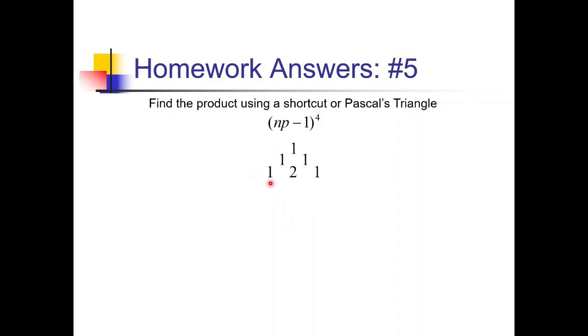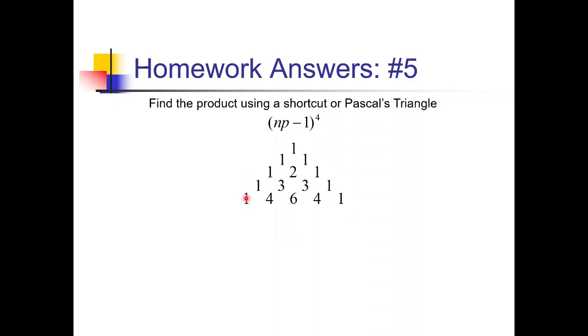Next, we've got 1, 3, 3, and 1. And then finally for row 4, I've got a 1, and then 1 plus 3 is 4, 3 plus 3 is 6, and then we have another 4 and a 1. So this gives me the coefficients of my AB shortcut formula.